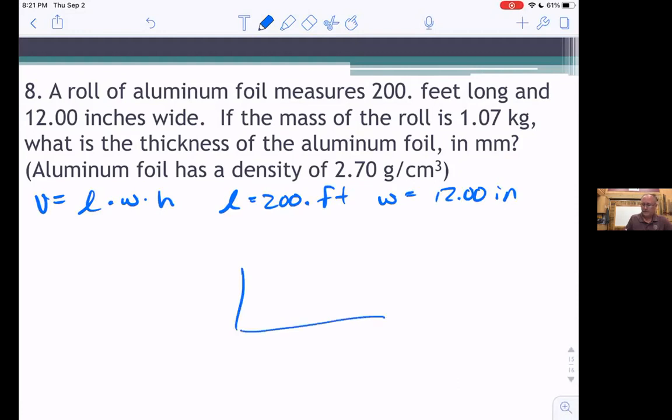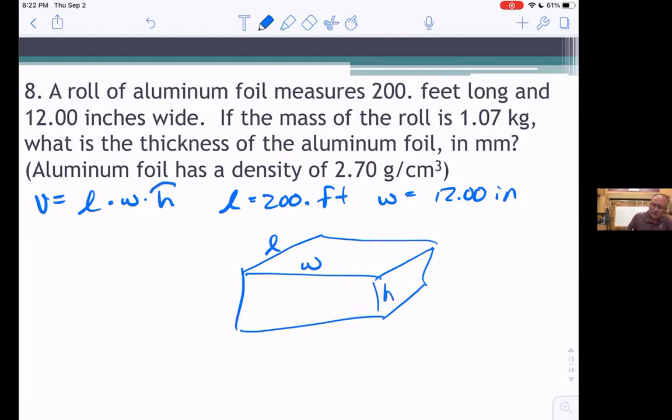If I drew, I guess let's see how this goes, because I'm not going to make another video. But if this is the piece of aluminum foil, let's call this the length and this the width and this the height, the thickness is actually the height. So what I'm solving for in this volume calculation is the height. I am given the length, I'm given the width, and I can solve for the volume by using that density. And so that's what I'm going to do.